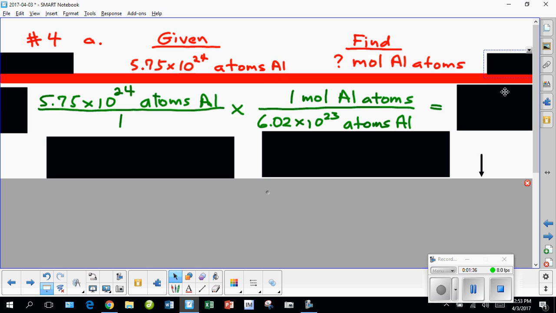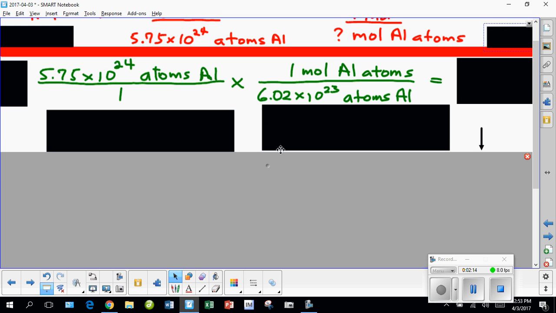Anybody know? It's an equality. We can flip the fraction. It's still 1. Oh, very good. Okay, Mina got it. Atoms are on the bottom here because atoms are on the top in our given. Okay? But you notice it's the same number. 6.02 times 10 to the 23rd is 1 mole of anything, in this case, aluminum atoms.